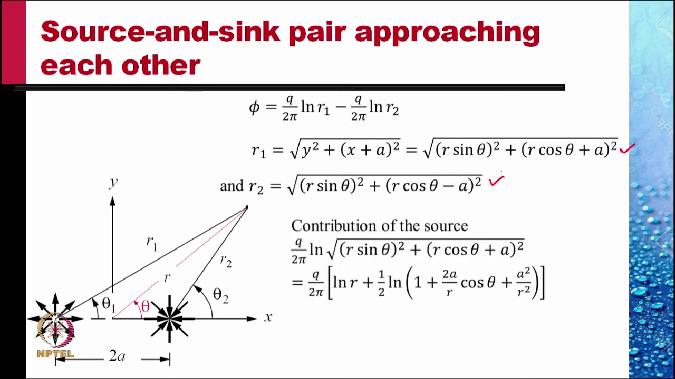So the contribution of the source, which is q by twice pi ln r1, becomes this, and from the radical sign we take r square out, which becomes r, and then inside it is sine square theta plus cosine square theta plus a square plus twice ar cosine theta. And this can be simplified as this.